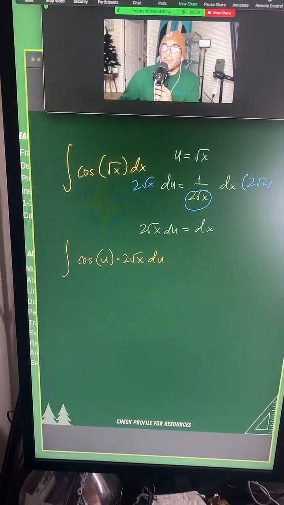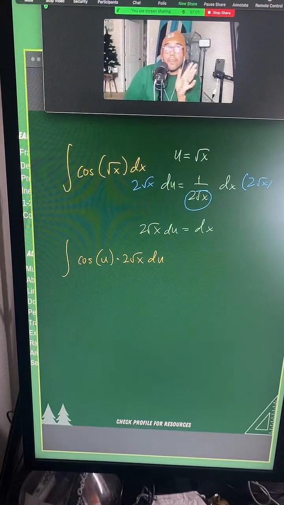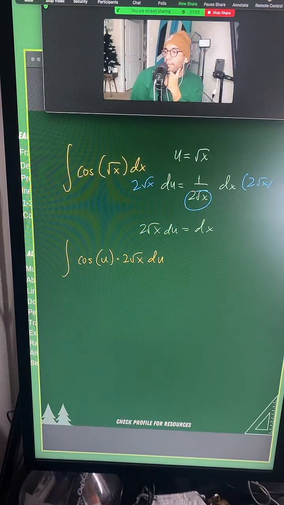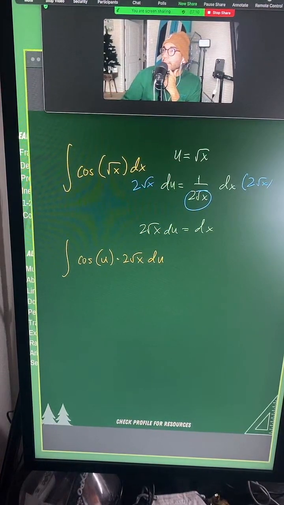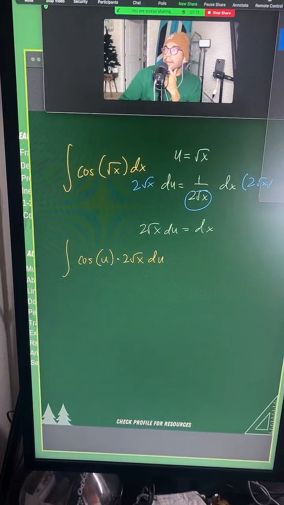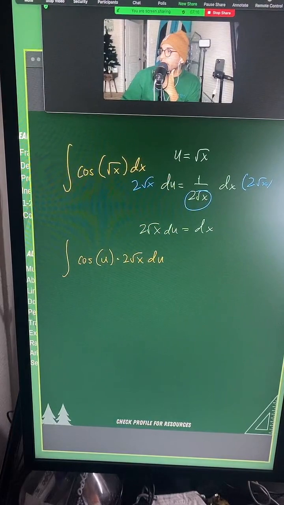And this is why things get complicated here. If anyone in the chat feels like they know what to do next, go ahead and let me know, and I'll try different methods. Or if someone has a different idea how to solve this, then please give me a heads up. All right. So for this one, because we have the 2 root x, we have to do something about it.